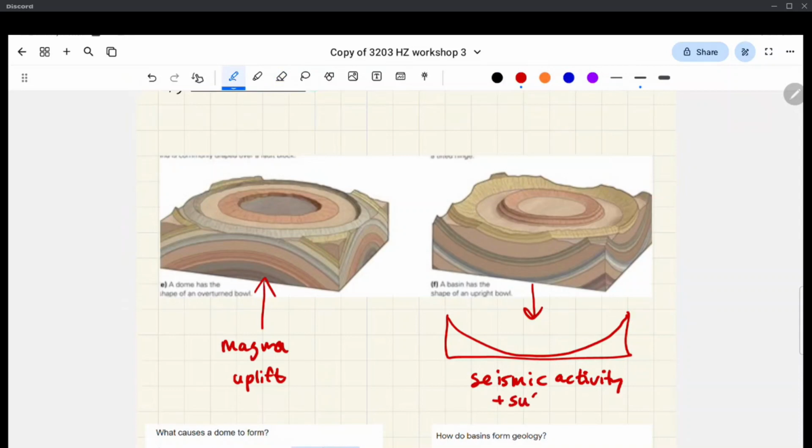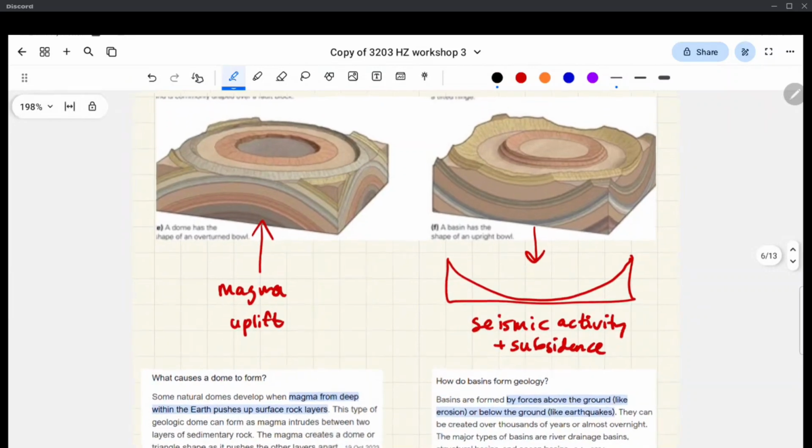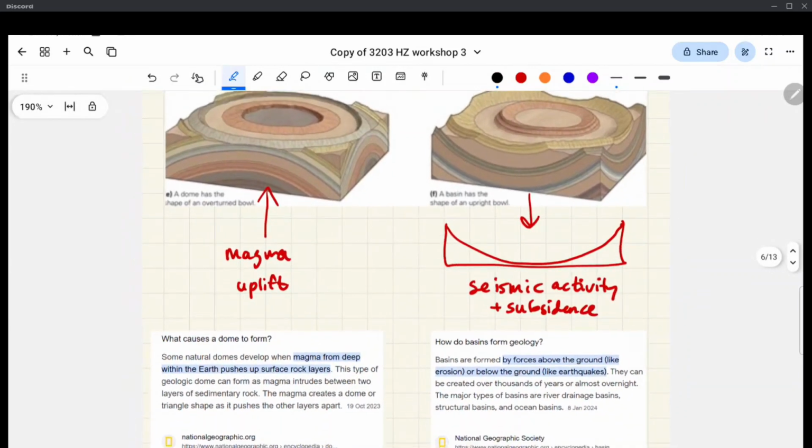And subsidence. I got this information, by the way, from Googling it. So it's National Geographic that said that. To be honest, I don't fully understand the seismic activity, so if you want more of a read on that, you can read it yourself. But that's not the important part. I'm just explaining the context of how these things form.